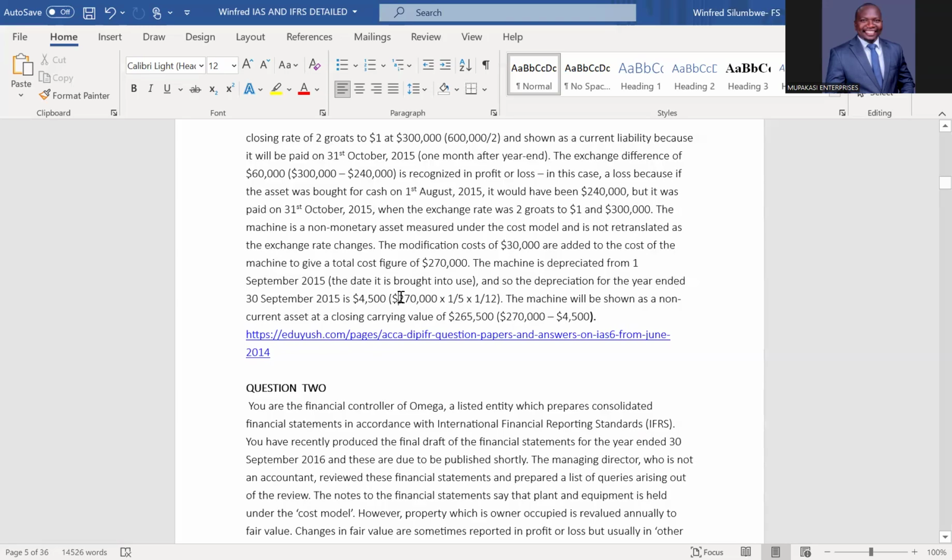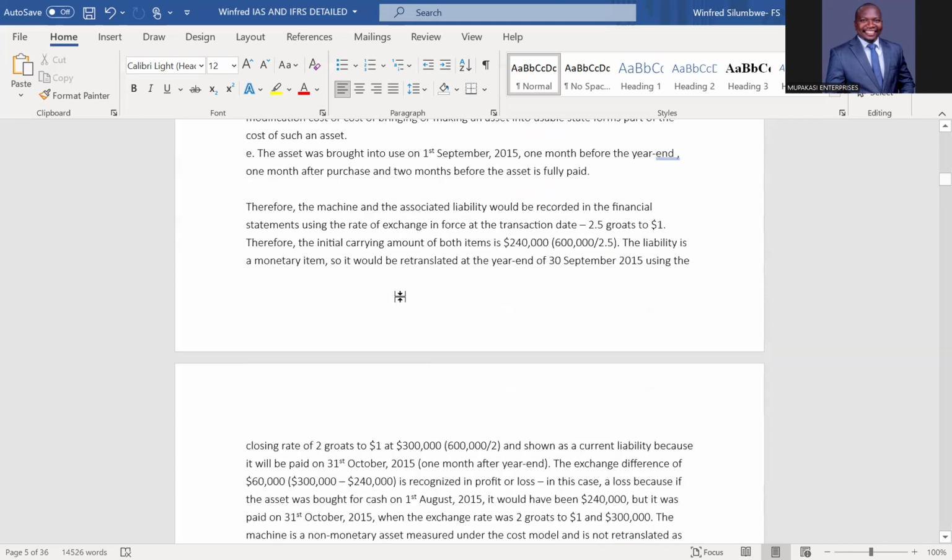Now this depreciation will be posted as an expense. On the other hand, the machine will be shown as a non-current asset at a closing value of 270 minus depreciation. Very, very important. That is how you account for this kind of a question.